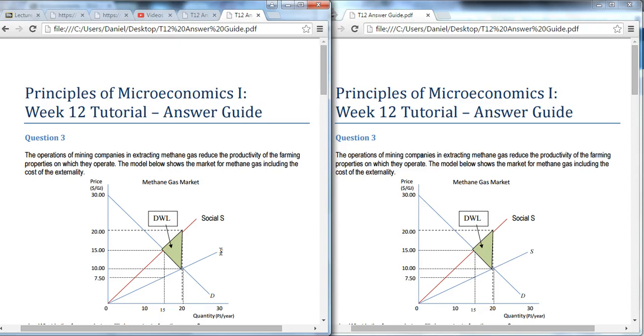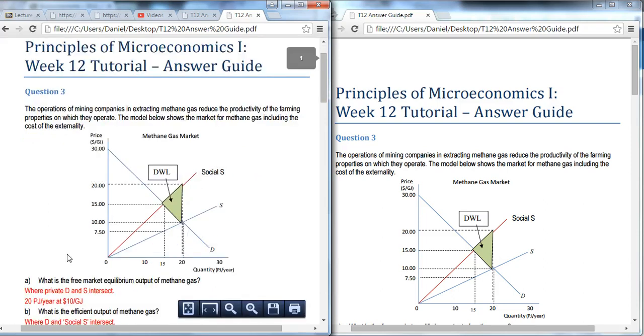And above that, you have the social supply curve. Well, what's that? Well, this is going to be the marginal social cost, which includes not only the cost of extracting the methane to the mining company, it also includes the external cost, the externality, being the cost to the farmers of the reduced productivity due to the methane extraction. Okay, so we've got our curves there.